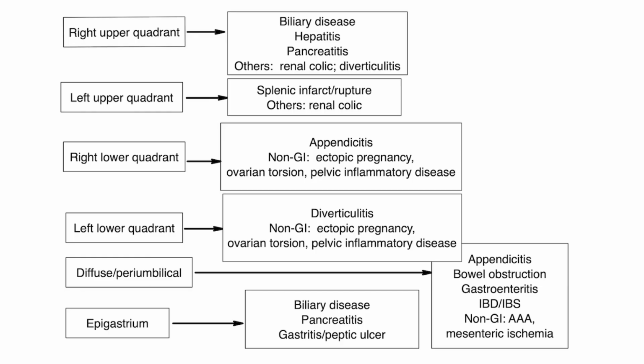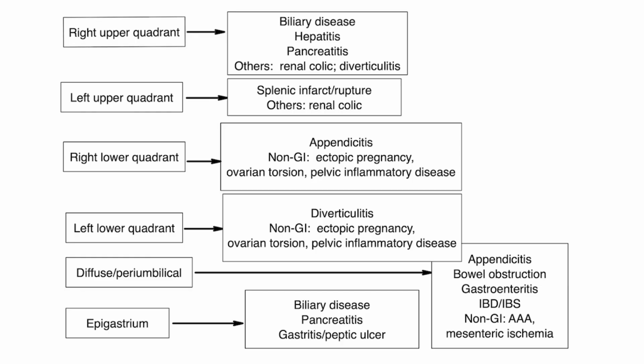Right lower quadrant is oftentimes appendicitis, and then non-GI causes: ectopic pregnancy, same location, ovarian torsion, pelvic inflammatory disease. Left lower quadrant: diverticulitis, ectopic pregnancy again, ovarian torsion again, pelvic inflammatory disease. Diffuse or periumbilical is a lot of the other. Remember, appendicitis starts out as periumbilical and then goes to the right lower quadrant. Bowel obstruction, gastroenteritis, more generalized disorders. And then epigastrium, right across the top, you'd expect biliary disease, pancreas, gastritis, peptic ulcer.